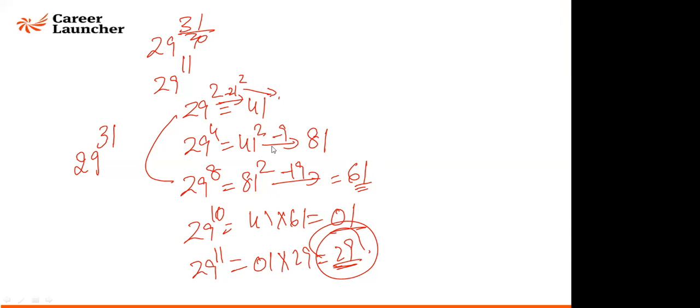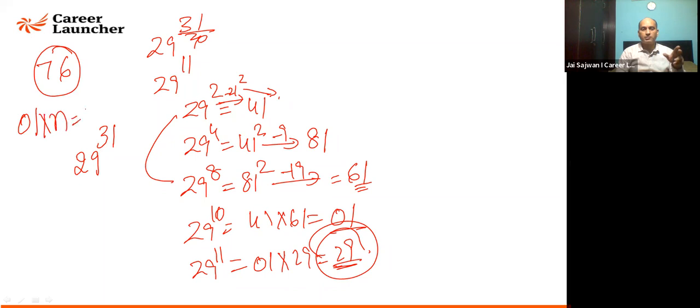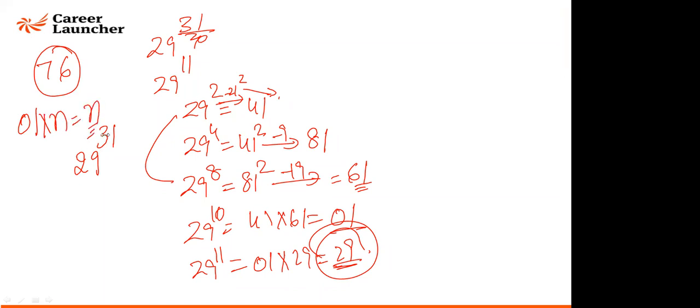Sir, why didn't we multiply 76 to this? Why? Because 76 comes only in an even number. 76 is an even number, my dear. In an odd number, you get 01. 01 into anything is the same number. Okay, sir.